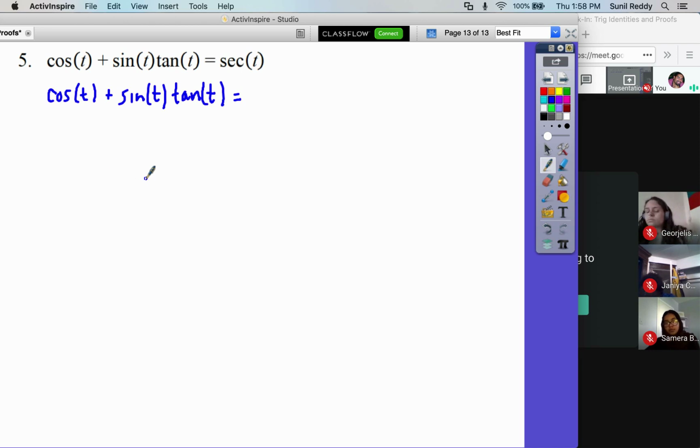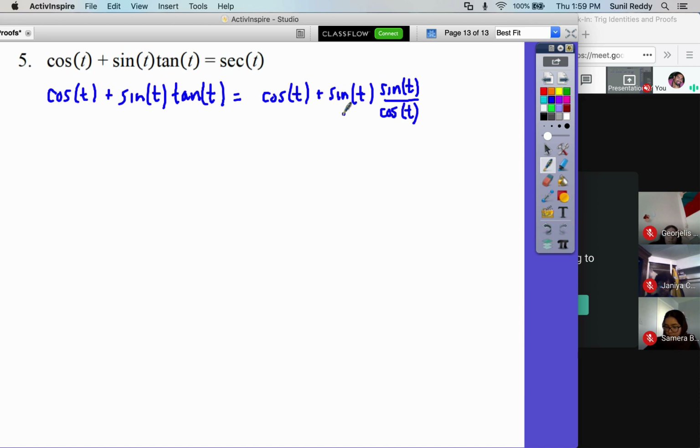I'm going to use the strategy in my head of using only sines and cosines. So I already have cosine and sine. This tangent, I'm going to rewrite using sines and cosines. So this is equivalent to cosine of t plus the sine of t times the sine of t over the cosine of t.